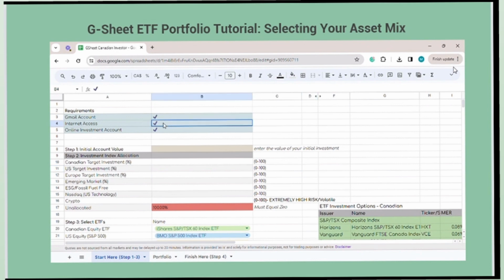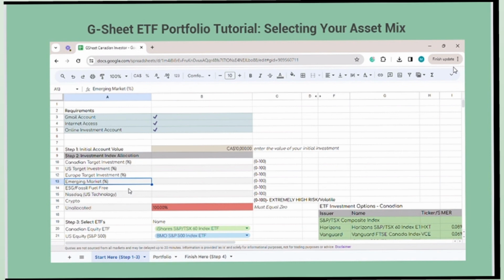For this example, I am going to use $10,000, but this tool can be used to invest any amount. If you are investing less than $500, I would suggest buying only Canadian and US equity. The types of ETFs have been ordered from more passive to more active investments. For Canadian investors, the TSX and S&P 500 are the most diversified.